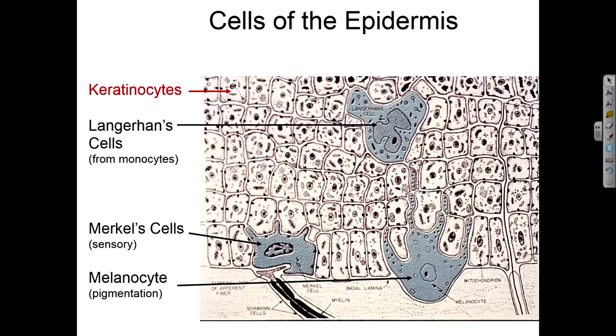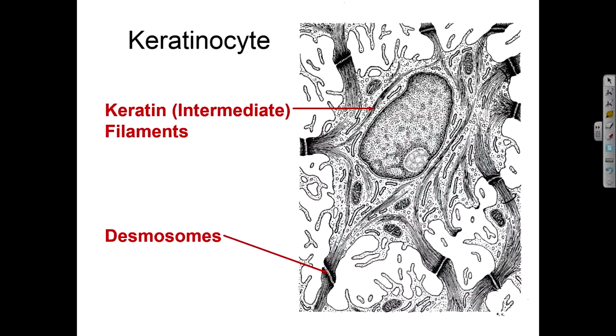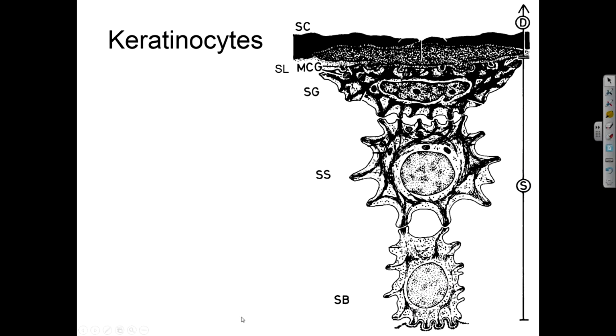So first, let's talk about keratinocytes, which are all the different layers of the epidermis. And keratinocytes contain an abundance of keratin fibers. Remember keratin fibers, intermediate filaments? That's why they're called keratinocytes. They've got a lot of keratin fibers in them. And they're connected to each other by desmosomes. And all of these keratinocytes are layered in the epidermis.